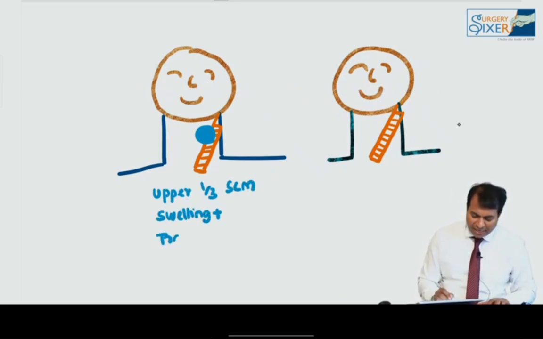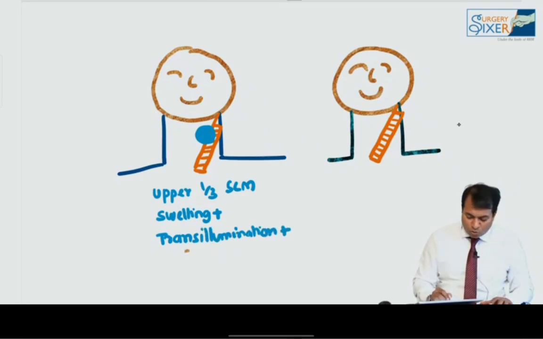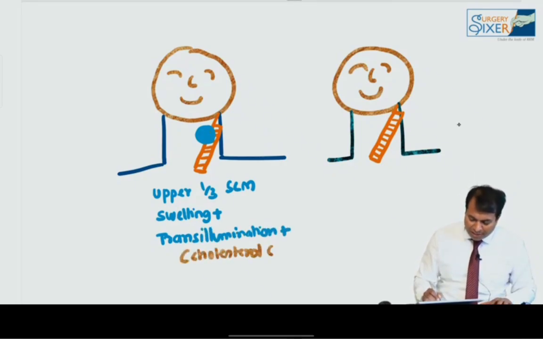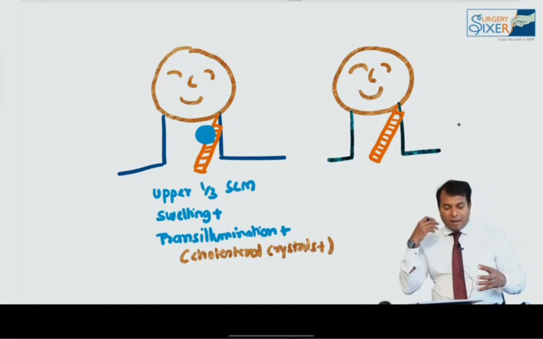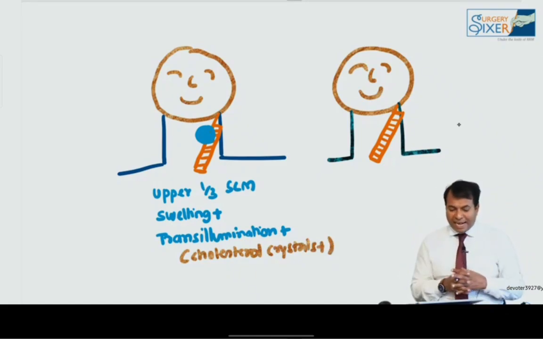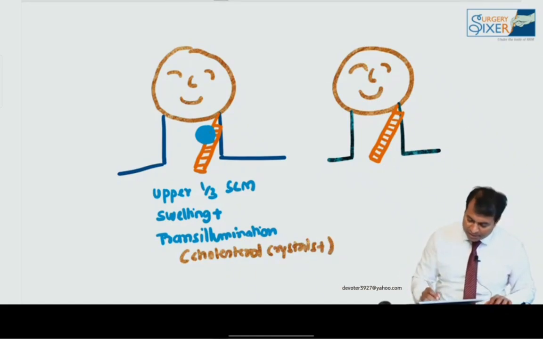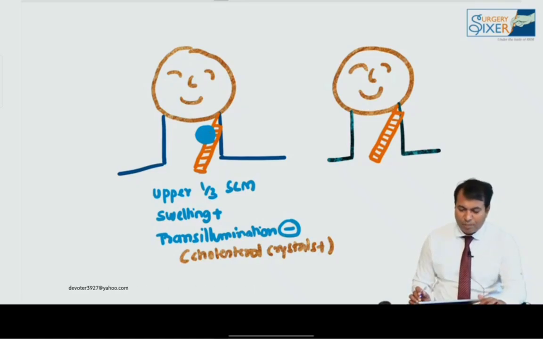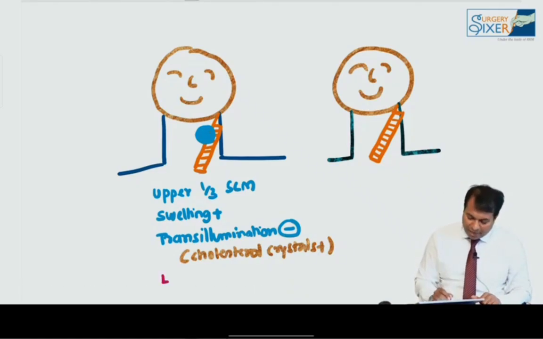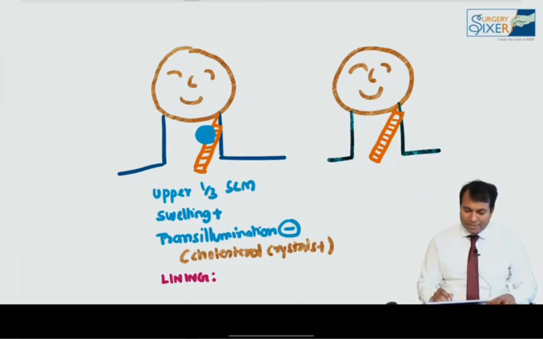In the upper third of sternocleidomastoid muscle, branchial cyst presents as a cystic swelling. It is transillumination negative. Please don't forget, it is transillumination negative because it contains thick components, and a very important MCQ, it contains cholesterol crystals. The swelling is of cystic consistency. Transillumination is not positive, it is negative for these cases. So the classical point is it is transillumination negative. And the cyst is lined by squamous epithelium.